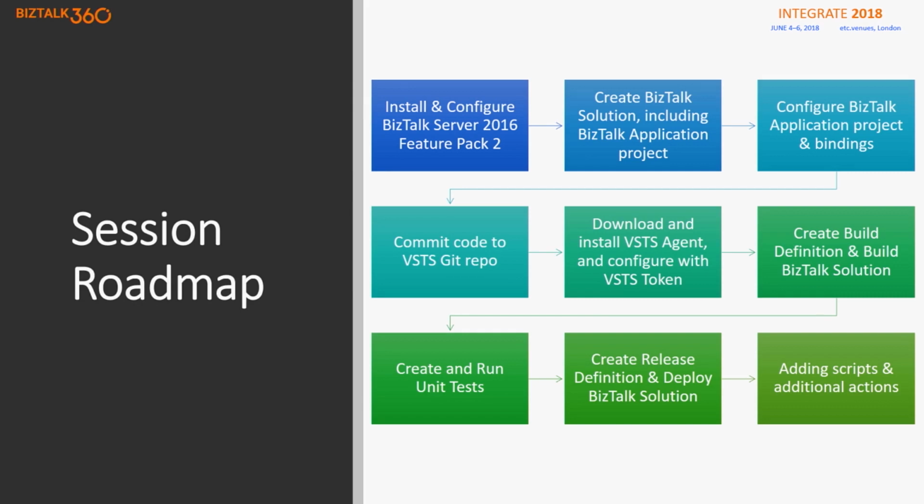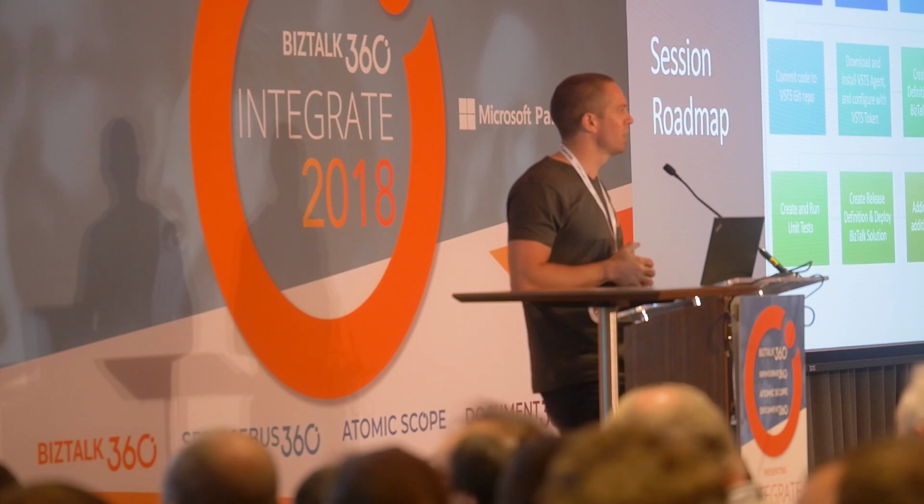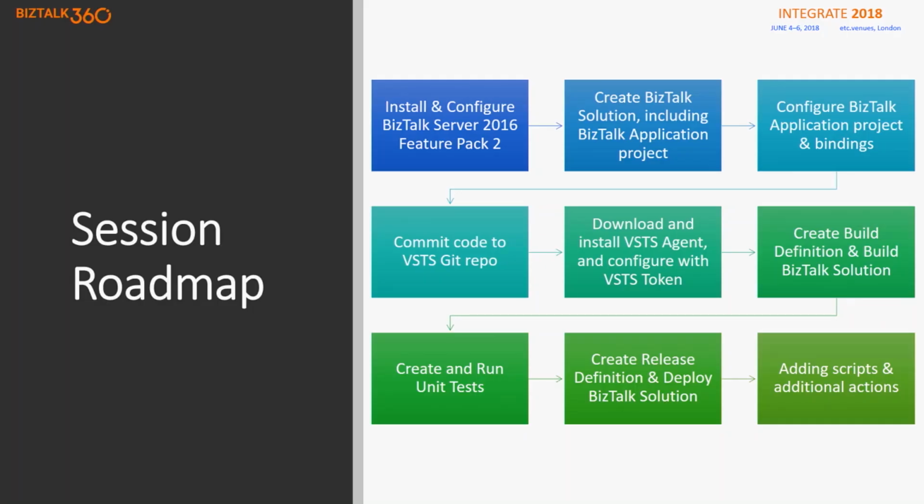What I'm going to do is configure the BizTalk application project. I'm going to commit the updated code that I will build to the Git repo that I have set up in Visual Studio Team Services. I'm going to talk a little bit about downloading and installing the agent, which you need to do. I'm going to create build definitions and build the BizTalk solution in Visual Studio Team Services, as well as make sure that we run our unit tests, just so we know that our solution is okay. After all, we're doing continuous integration, so we need to make sure that the build doesn't destroy anything for us or for our fellow developers. I'm then going to create a release definition and deploy the BizTalk solution to my server. And at the end we're going to look at what you need to do more. Where do you go from there? How do you add additional scripts? How do you trigger those as well?